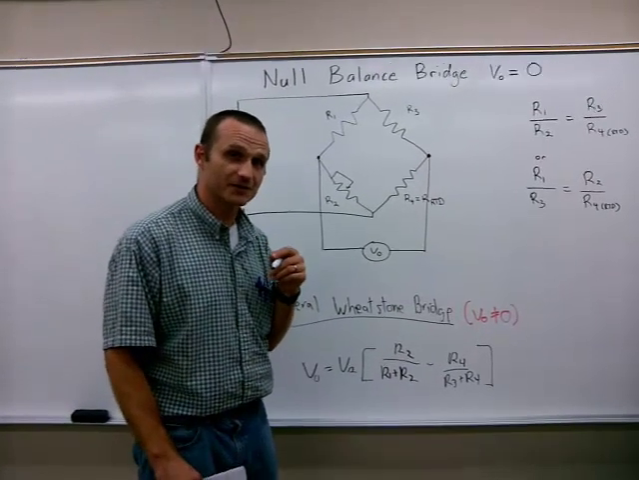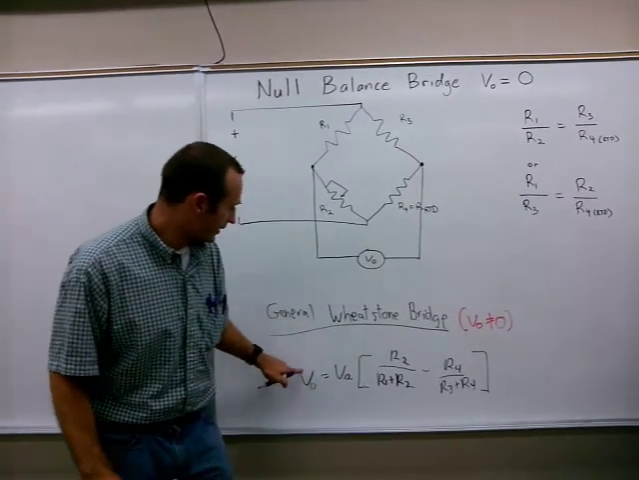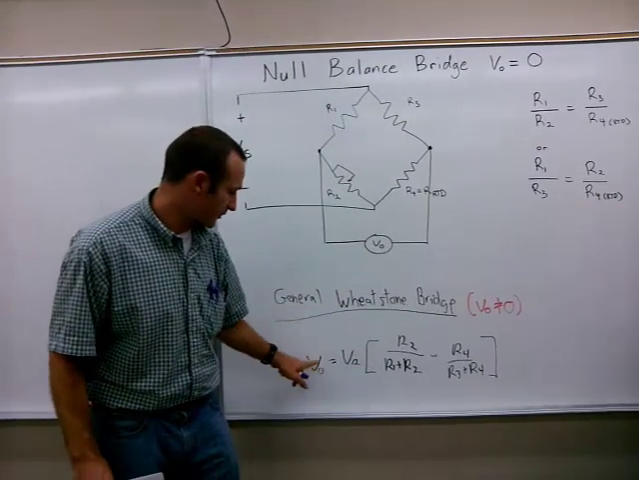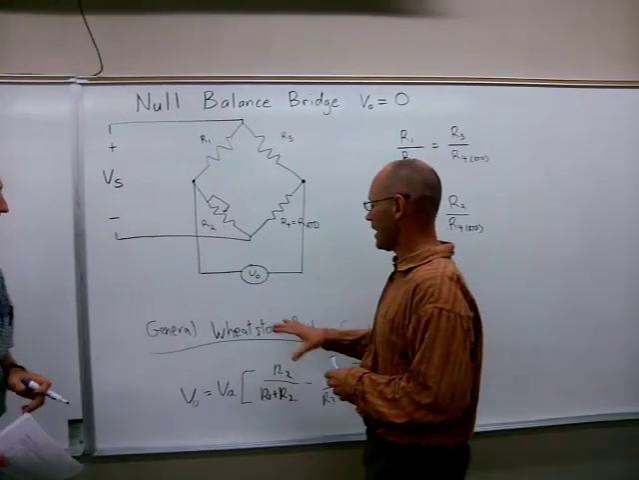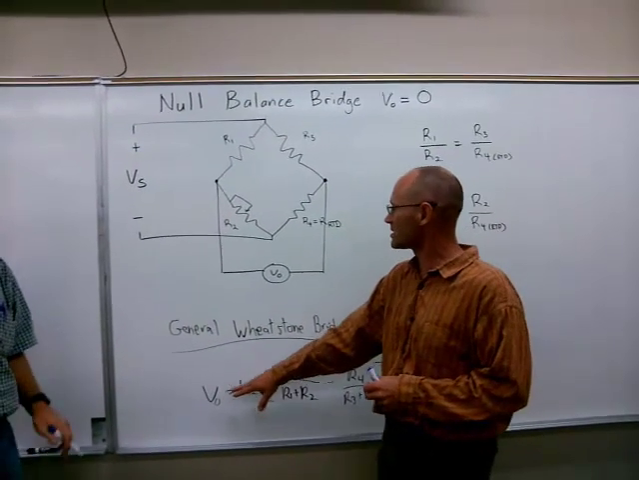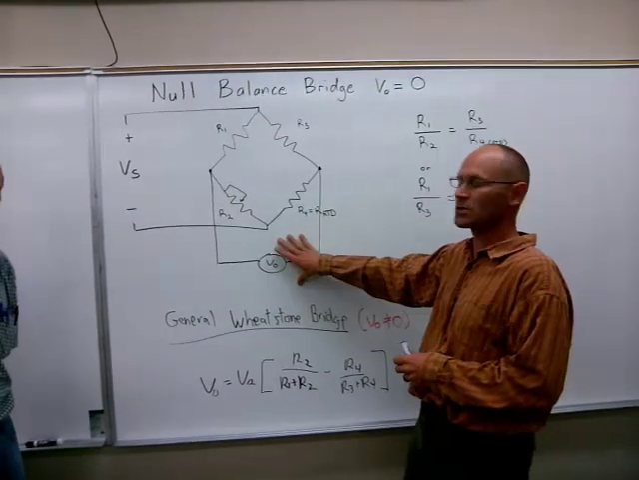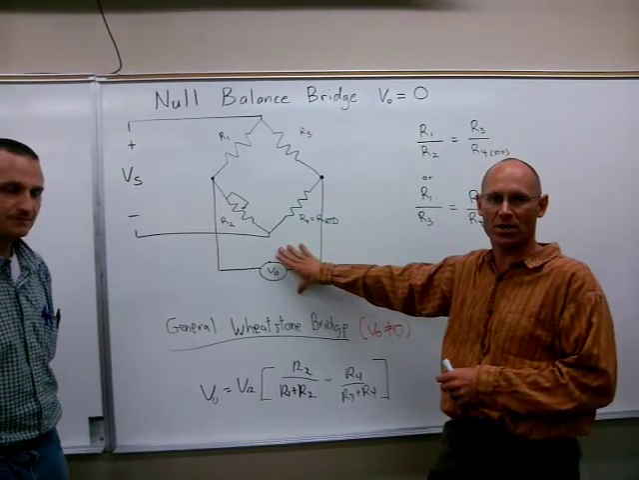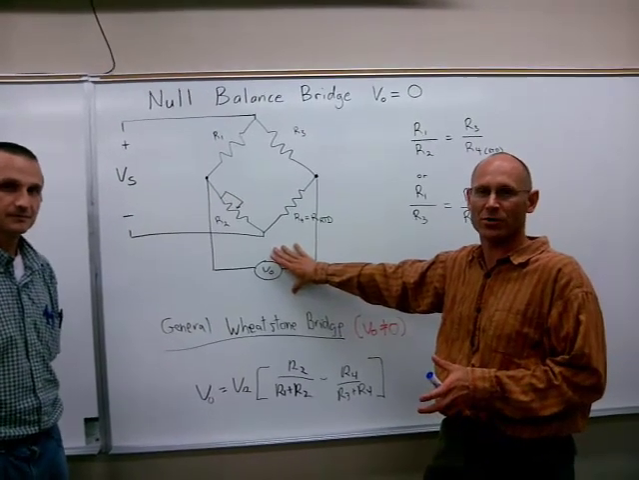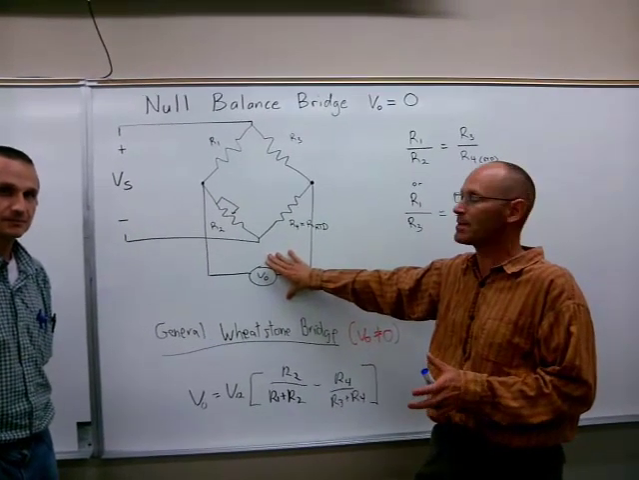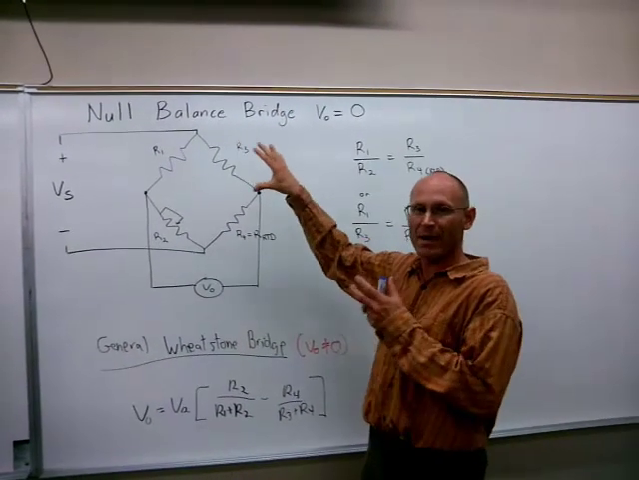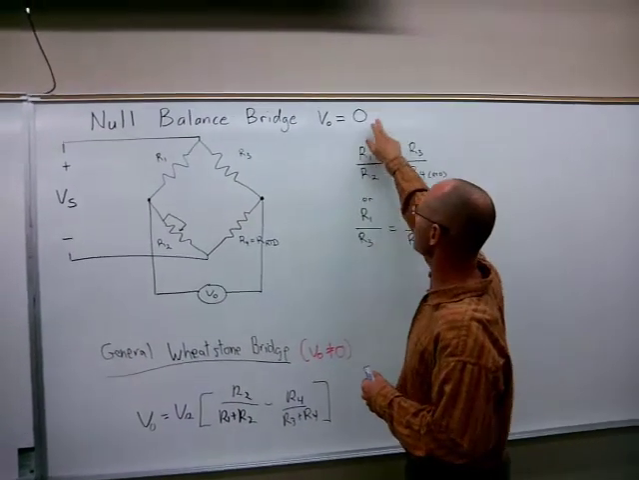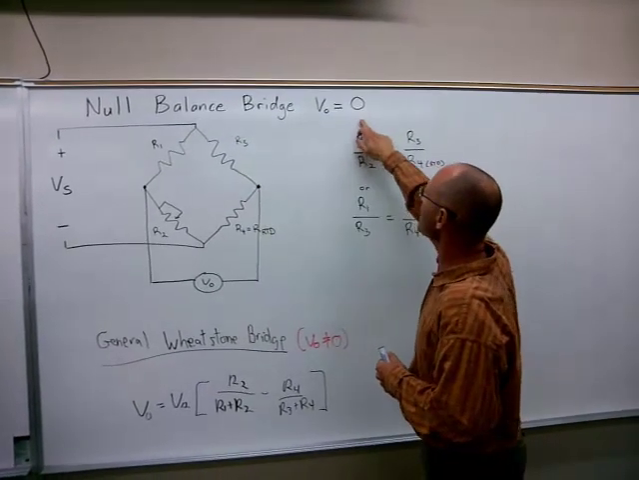Now Dr. Sophie is going to talk about what happens when we can balance our bridge, which means that we're going to make this V naught 0. Now it's a little bit more tricky when your null voltage is not 0, but in specialized circuits where we can hold the null voltage to 0, a much more simplified version of our resistance balance becomes effective. So for a null balance bridge, which is the basis of this first lab that you're going to be doing, we're always going to set V naught to 0.